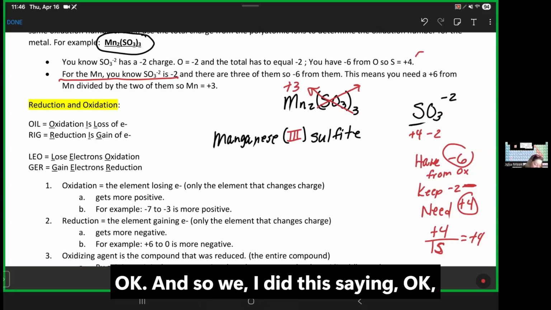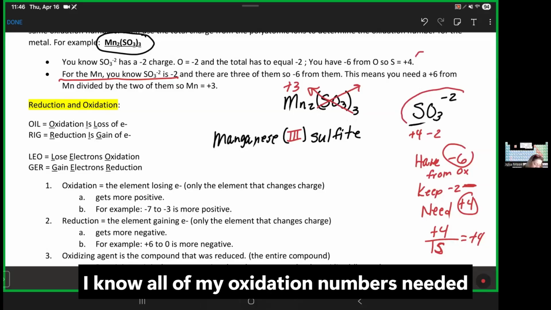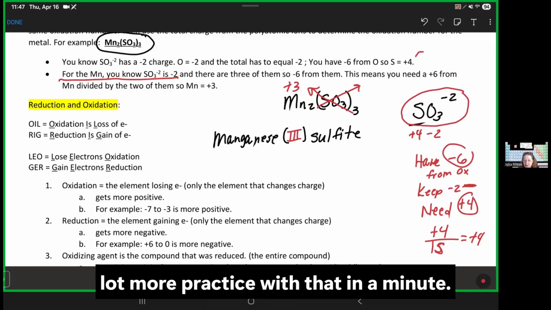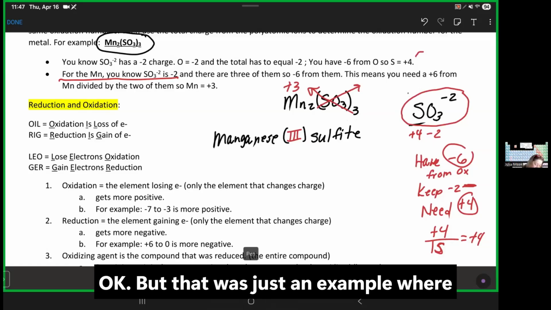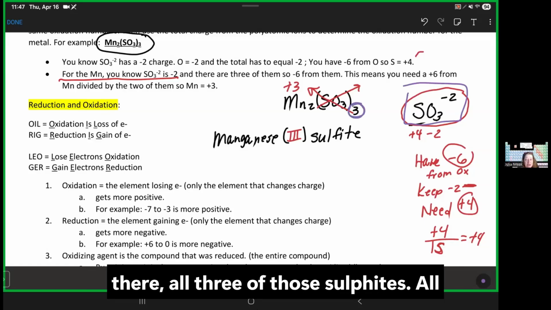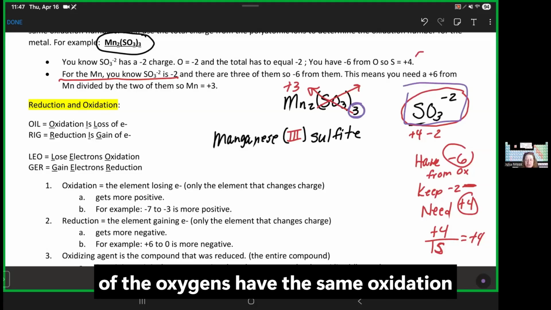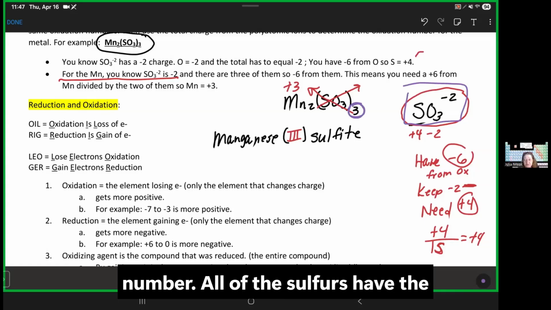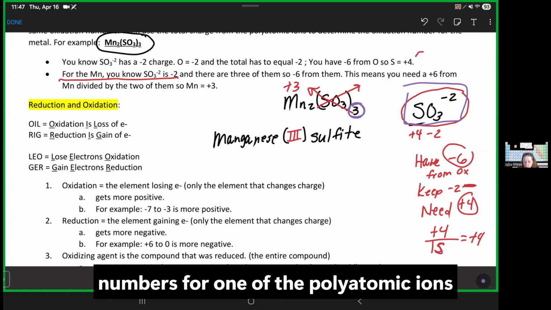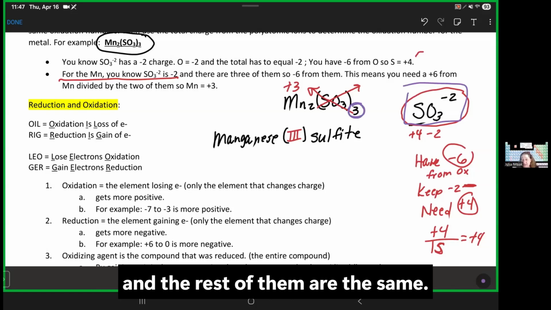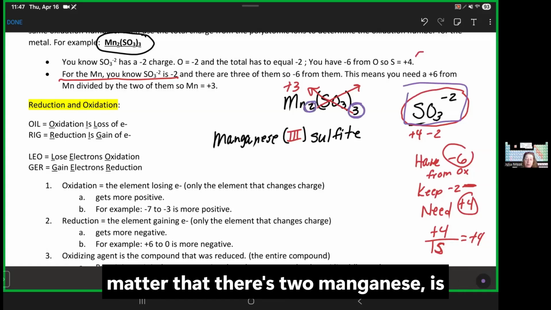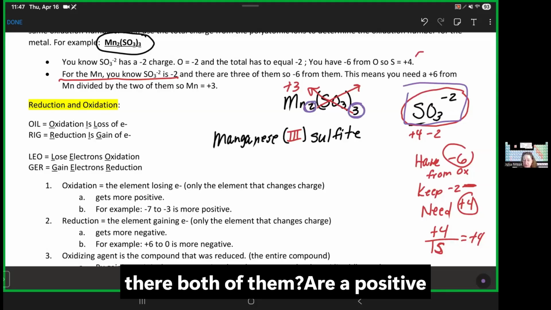Okay, and so I did this saying, okay, I know all of my oxidation numbers needed to equal the -2. We're going to do a lot more practice with that in a minute, okay? But that was just an example where you pull your ion out by itself, and it doesn't matter that there's 3 of them there. All 3 of those sulfites, all of the oxygens have the same oxidation number, all of the sulfurs have the same oxidation number. So you only need to calculate the oxidation numbers for one of the polyatomic ions, and the rest of them are the same. Same with those manganeses. It doesn't matter that there's 2 manganeses there. Both of them are a +3.